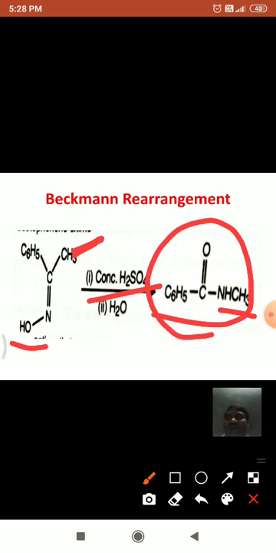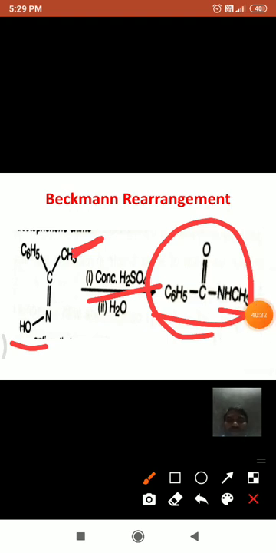amides. That means oximes in the presence of catalysts like thionyl chloride, phosphorus pentachloride, and concentrated sulfuric acid undergo rearrangement leading to the formation of substituted amides. In this, generally the group which is anti or trans to the hydroxyl group undergoes migration, leading to the formation of substituted amides. This rearrangement is known as Beckmann rearrangement.